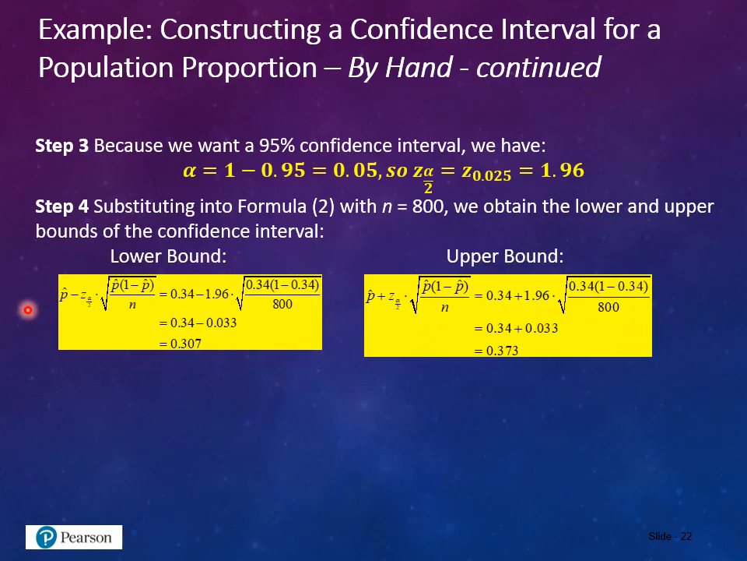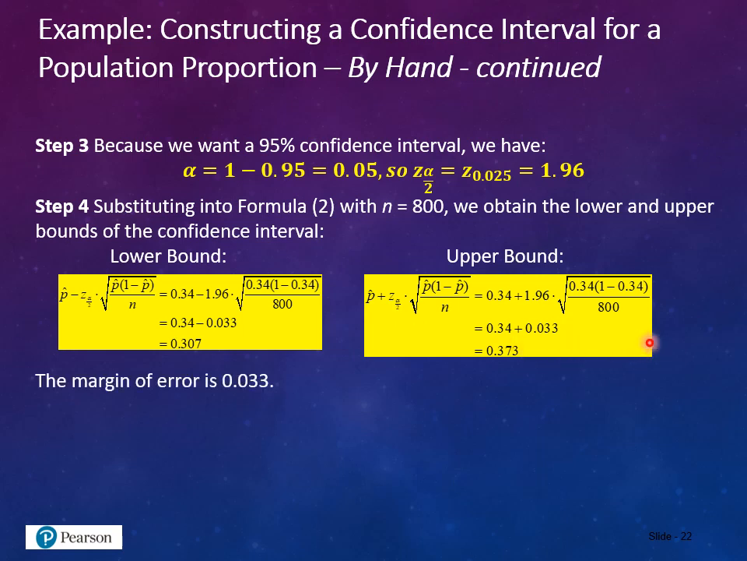Our p hat minus our z sub alpha, our critical value, times the square root of p hat times 1 minus p hat over n. And we get 0.307 for the lower bound where we're subtracting them. And we get 0.373 when we're adding that margin of error.